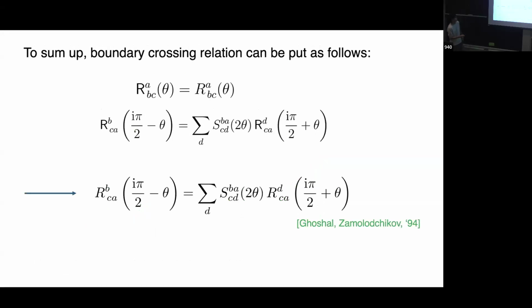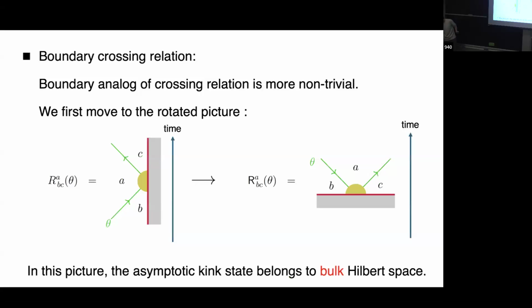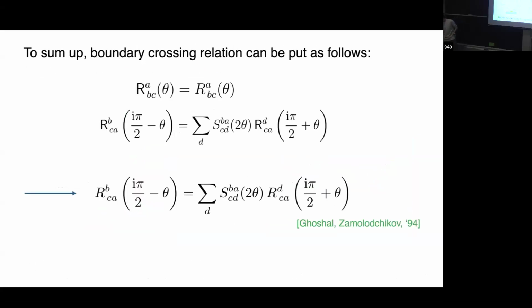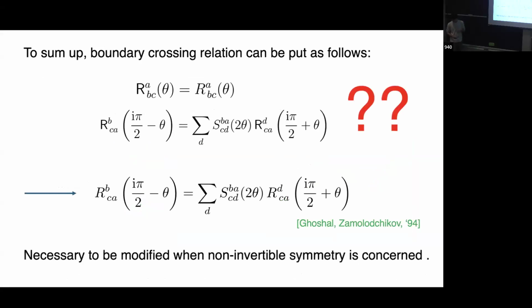To sum up, the boundary crossing relation can be put as follows. The first one is obtained by rotating these pictures, and the second one is what I said in the previous slide. By plugging the first equation into the second one, Ghoshal and Zamolodchikov arrived at this expression. But we question whether this equality is false or not. And we find that this boundary configuration needs to be modified when non-invertible symmetry is spontaneously broken.